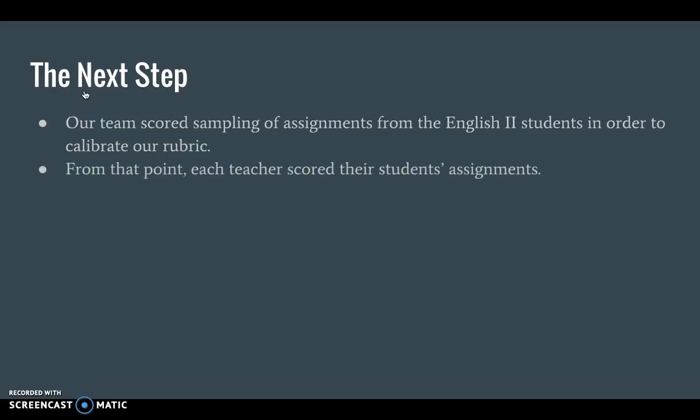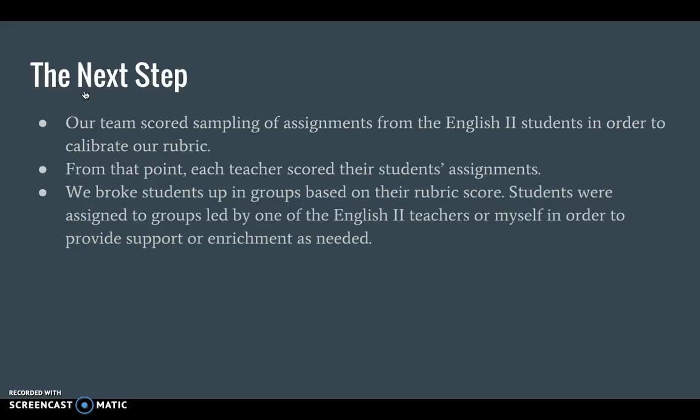From that point, once we calibrated and we were all agreeing on what qualified as the different scores on the rubric, then each teacher would go individually and score their own students' assignments. From there, we would break students up into groups based on that rubric score. And remember, the rubric is very specific, so we know exactly what the kids need at that point, and we really want to hone in on that skill.